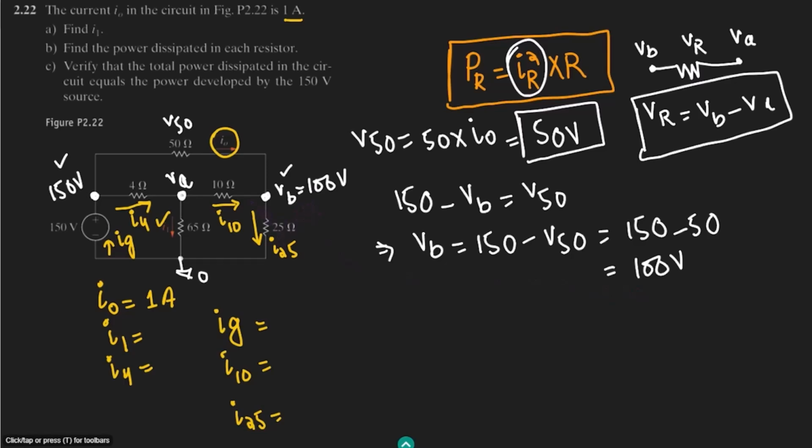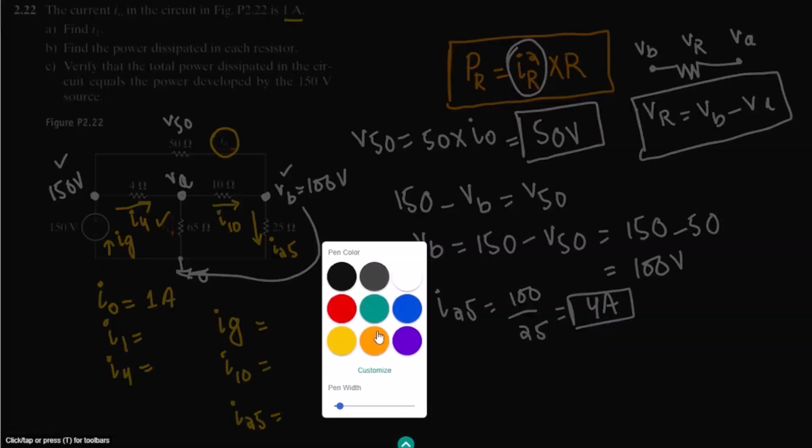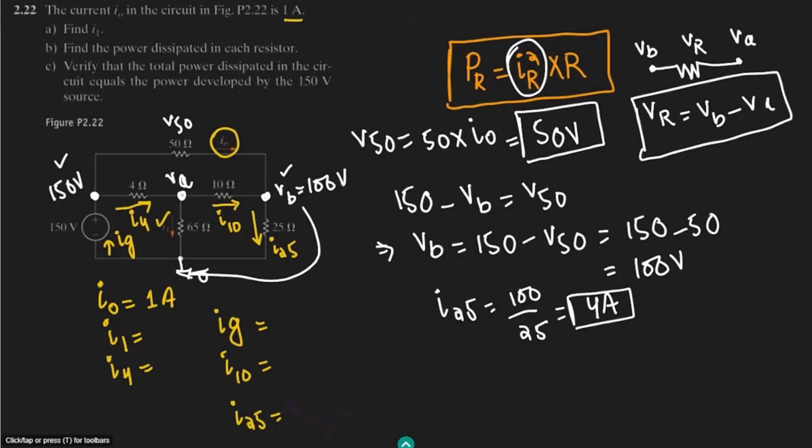In order to find the current in this branch, we can see that the voltage VB is known, so the current I25 is 100 volts, which is VB, divided by 25. The value of it is 4 amperes. So this value is known, and that is 4 amperes. Let me write it here: this value is 4 amperes.